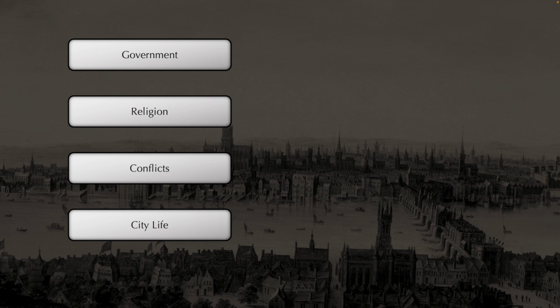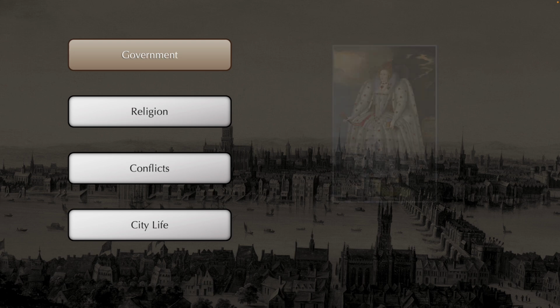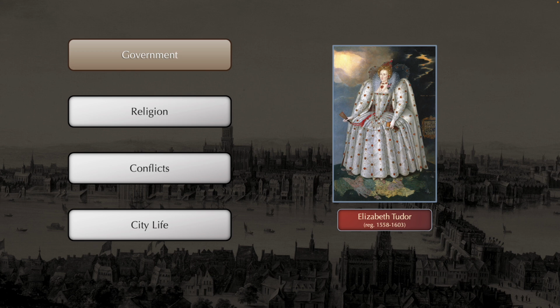So we'll start by talking about government, and Shakespeare's life spanned the reigns of two monarchs. The first, Queen Elizabeth I, who acceded in 1558. This was about 6 years before Shakespeare was born, and she would rule until her death in 1603. And this period is known as the Elizabethan period.